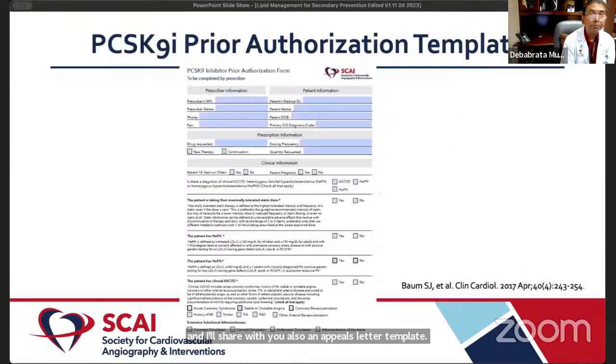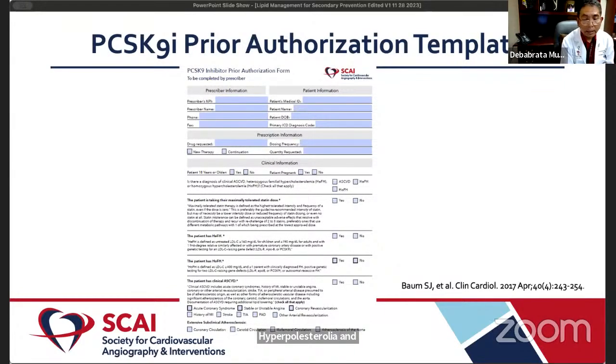Next slide, please. So this is a typical prior authorization template from Clinical Cardiology. You have to document that the patient is taking maximally tolerated statin, or if they are not on any statin, then you document that they're intolerant. You document their diagnosis of ASCVD and either heterozygous or homozygous familial hypercholesterolemia, and that the patient does have clinical ASCVD. Not going to go over the entire template, but you document what kind of ASCVD they have to justify the insurance company paying for PCSK9 for secondary prevention.